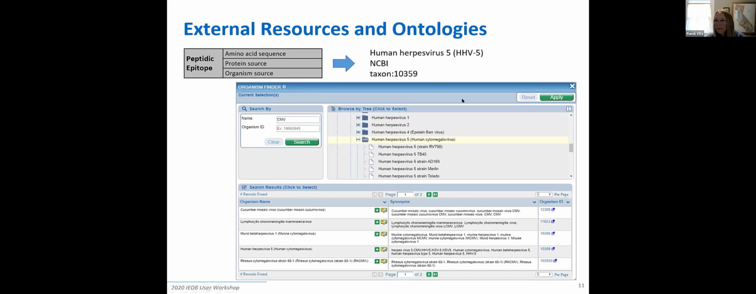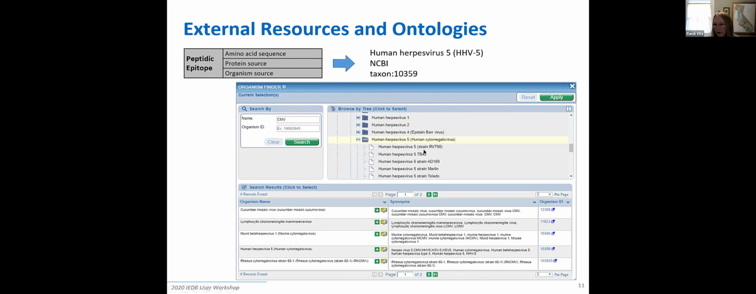The first example that I think most people would be familiar with is the NCBI taxonomy. This presents organisms in a tree structure. If the epitope is natural, it will be derived from an organism. Those organisms will be presented to our curators and to you via these finders that show the NCBI hierarchy. So there will be all viruses, there'll be all human herpes 5 viruses, and there will be specific strains of a virus. So the curator can pick the exact strain that is described in the paper.